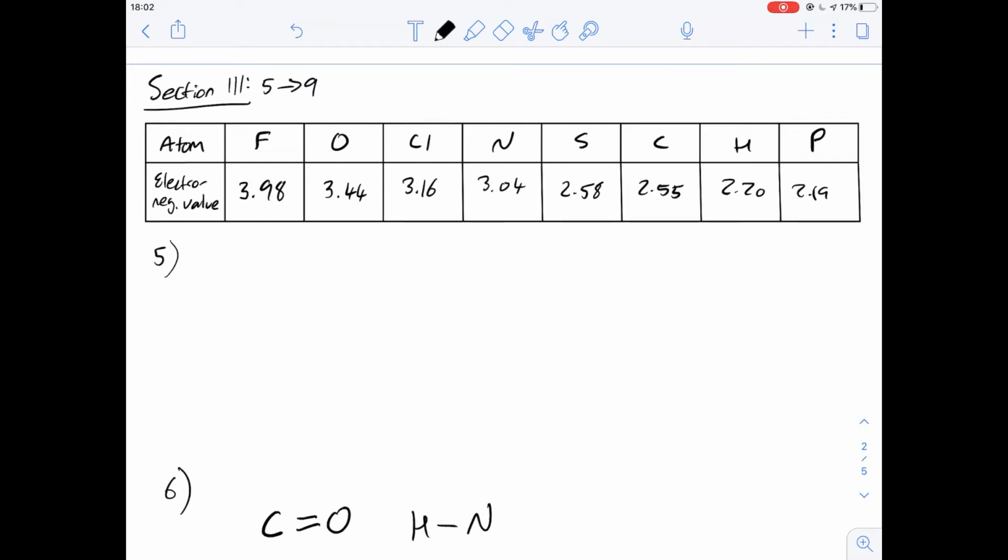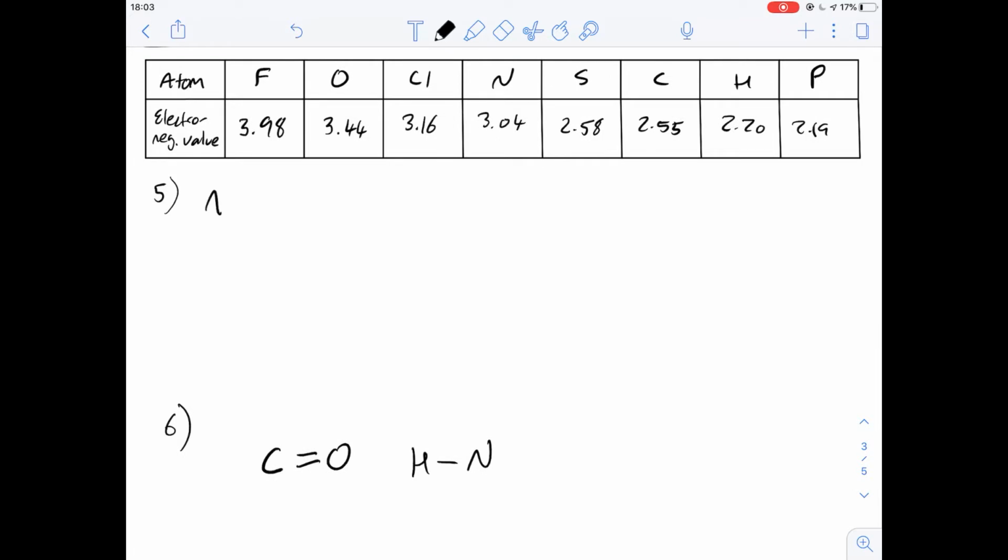First off, we have number 5, which says, of the following, the most polar bond will be a covalent bond formed between which atoms? And it gives us 4 options. As we know, each of these has an electronegativity value, and the most polar bond will have 2 atoms with the greatest difference in electronegativity. So it's worth just going through and working out what the different values are.